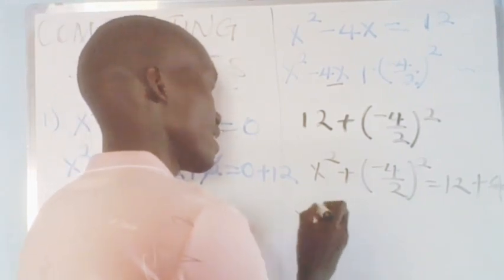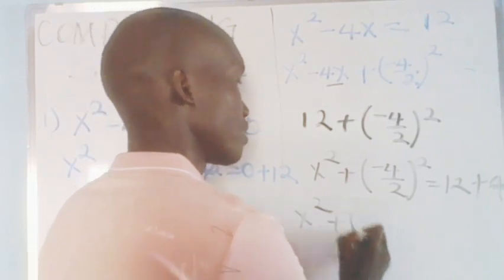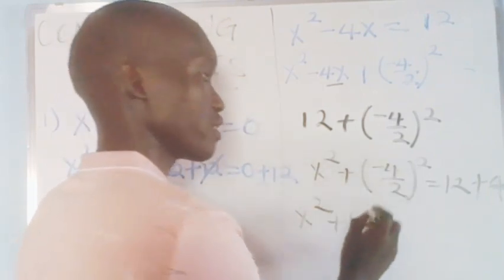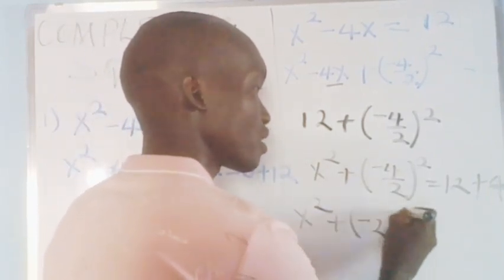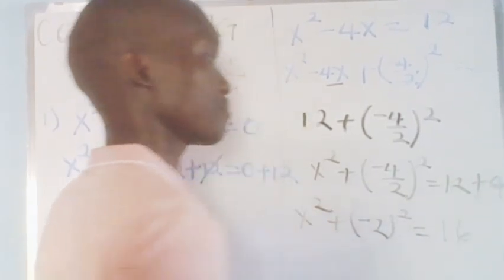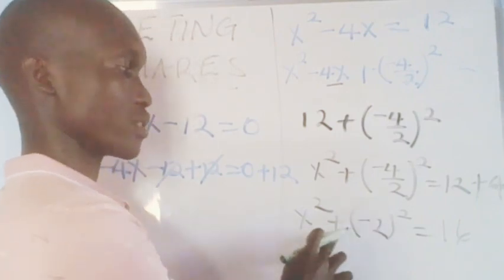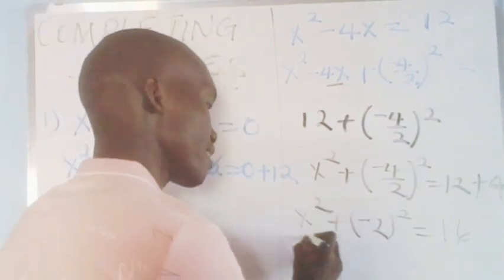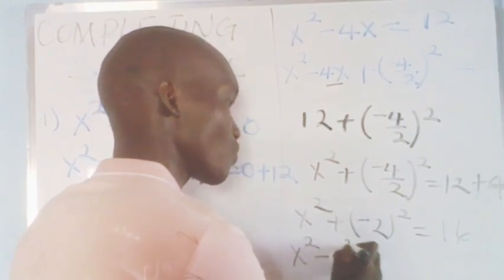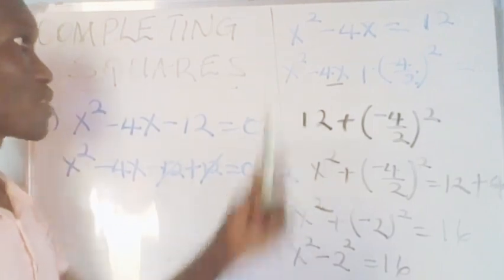So we are going to have x squared plus, in brackets, negative 4 divided by 2, which is negative 2, the whole of this squared, equals 12 plus 4, that will be 16. Now we're going to multiply this out. A negative times a positive will be negative. So we have x squared minus 2 squared equals 16. Let's go and tidy this one up.